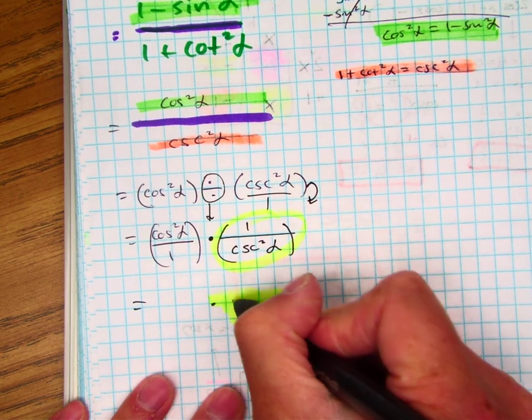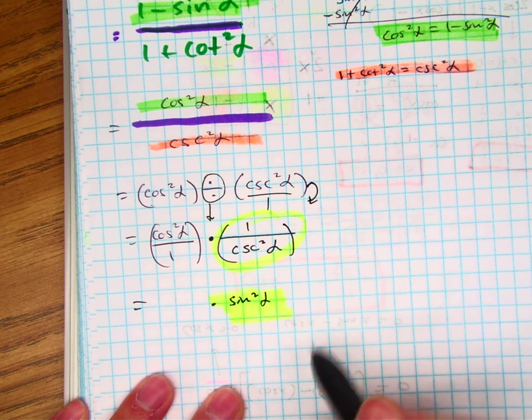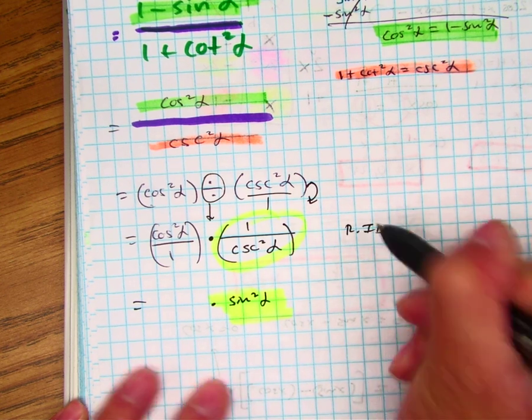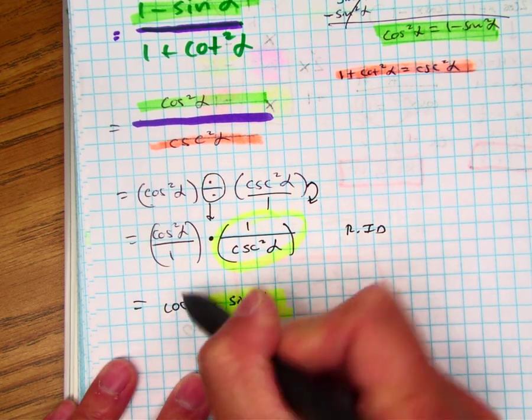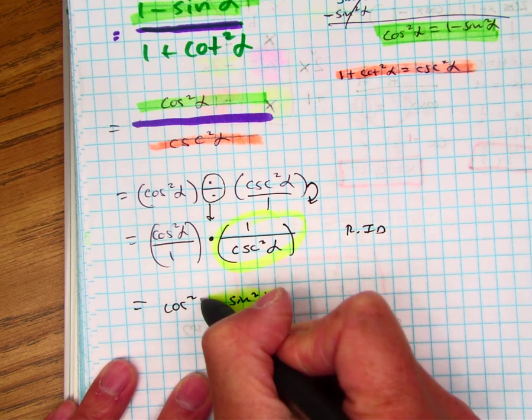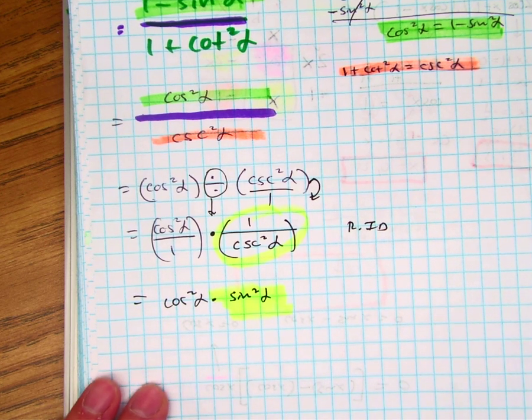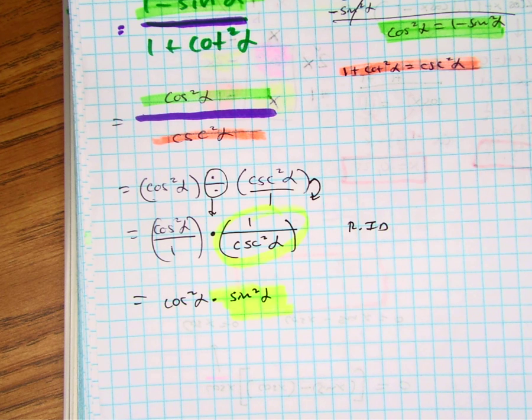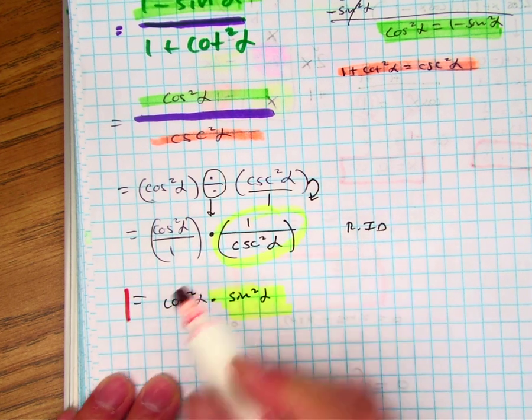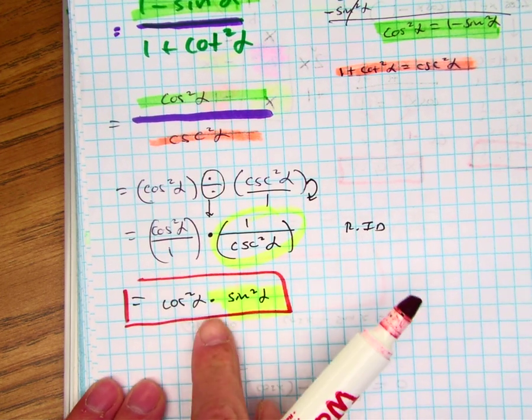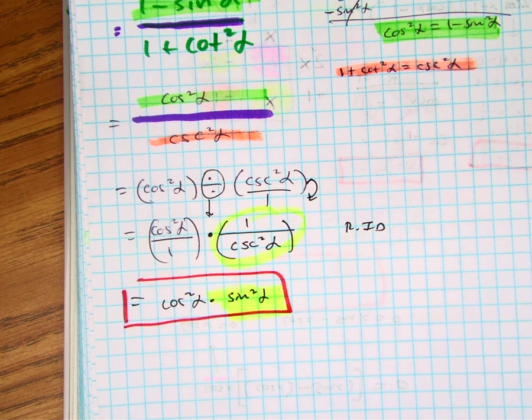Why sine? Yeah, reciprocal identity. So your answer is cosine squared alpha times sine squared alpha. That's it. That's not the Pythagorean identity because it's a multiplication.